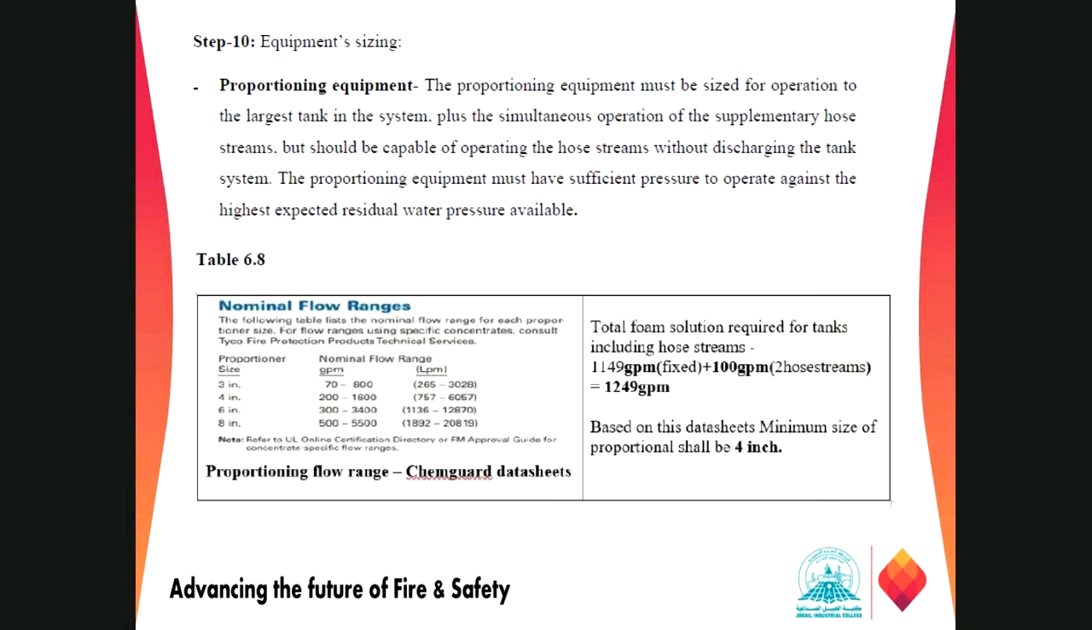Now moving on to the equipment sizing. The proportioning equipment is how foam and water are mixed at the correct proportion, like 1%, 3%, or 6%. We discussed in our theory class that it works based on the Venturi principle and the continuity equation with the Bernoulli principle applications. So what is the equipment requirement for this one? What should be the size of the proportioning equipment? The proportioning equipment must be sized for operation to the largest tank in the system.